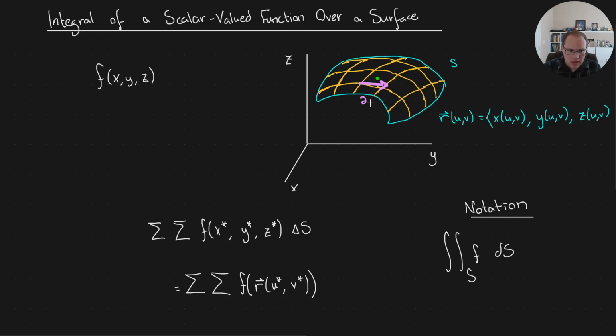That's going to be the partial derivative of r with respect to u, say. And similarly, if I take the partial derivative of r with respect to v, I'd be holding u fixed, but allowing v to change. So I'd end up getting a vector tangent to the surface in the direction of v.